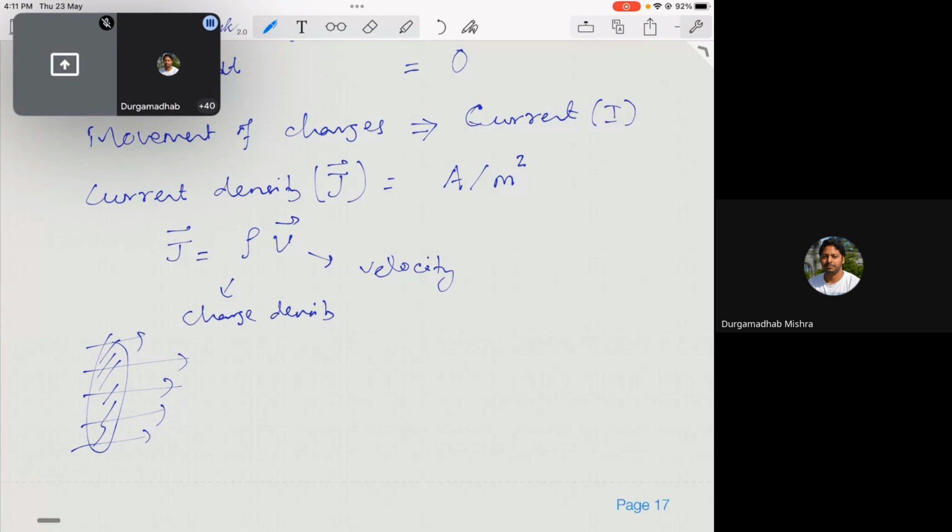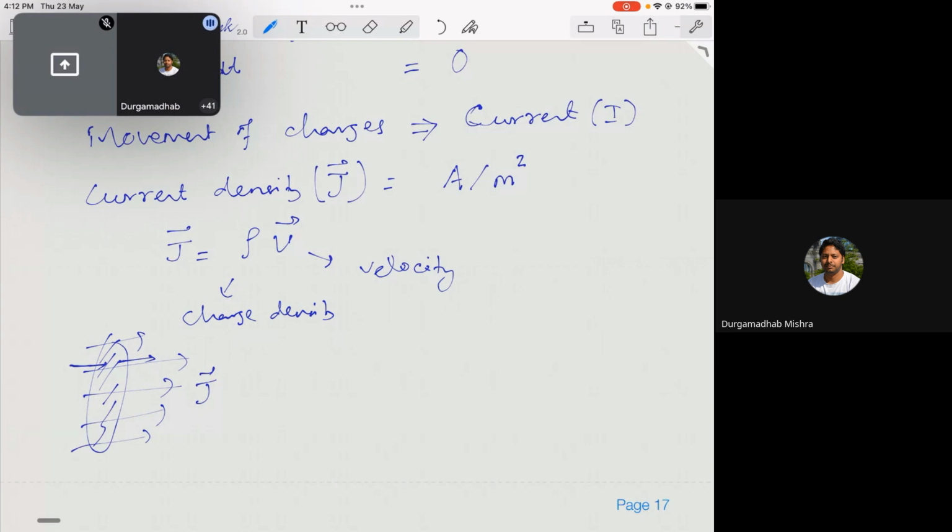Because it is a steady state situation, I know there is no accumulation of charges anywhere. So the current density J, produced due to this flow of charges, means that any amount of charge that enters this area will all go out of this area. So there will be no accumulation of charges.